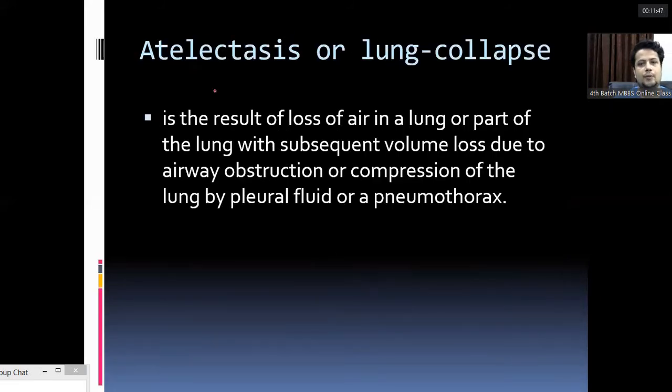The next topic is atelectasis or lung collapse. It is the result of loss of air in the lung or part of the lung with subsequent volume loss, due to airway obstruction or compression of the lung by pleural fluid or pneumothorax.